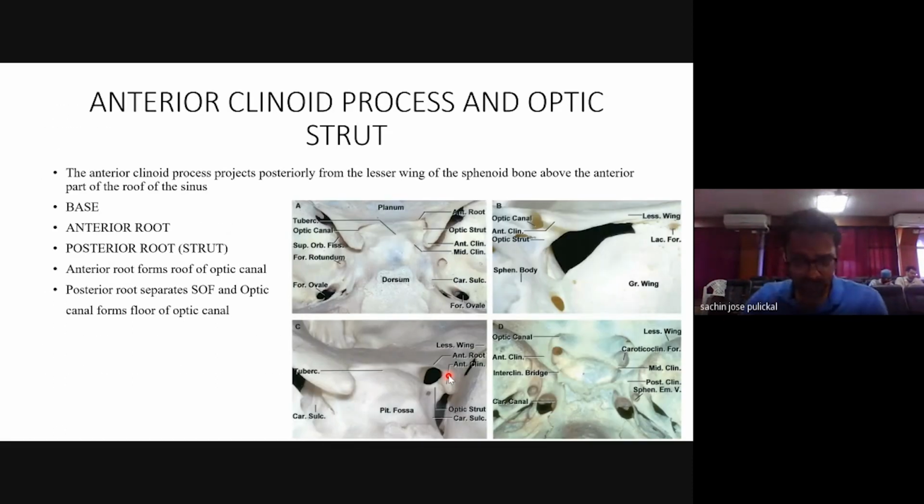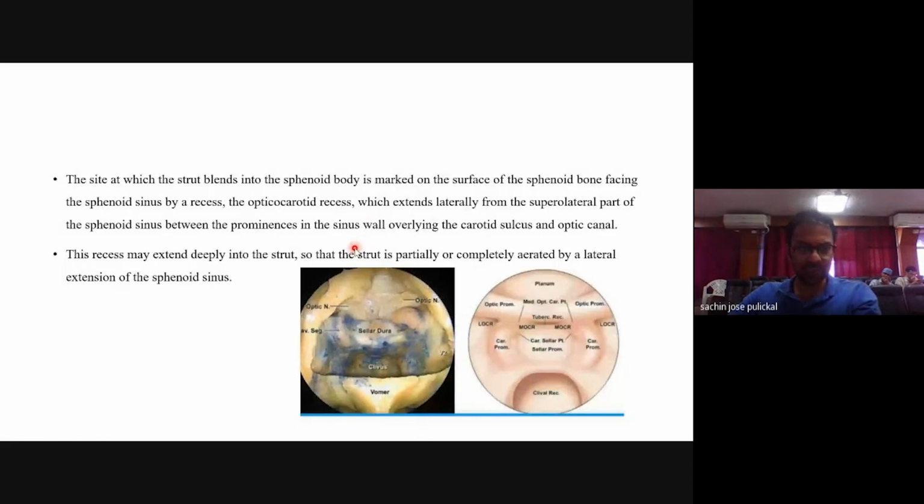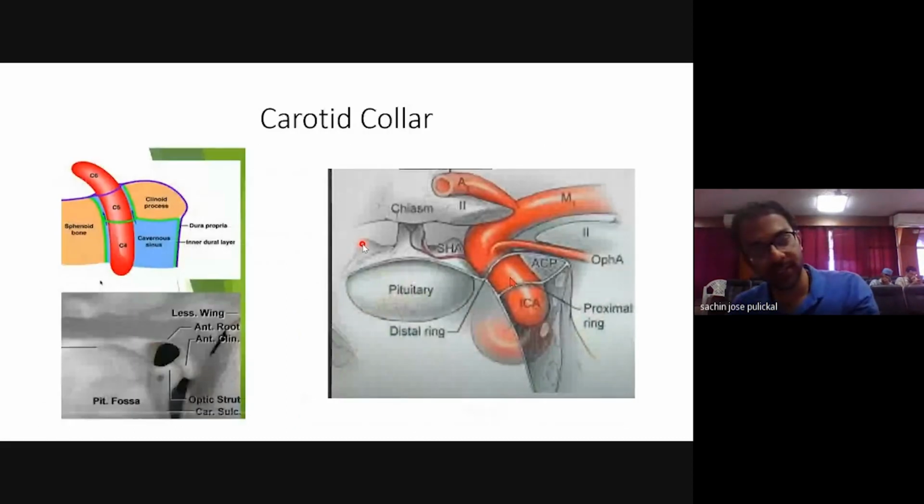Now, how the clinoid is related to the cavernous sinus: the clinoid forms the roof of the cavernous sinus. The anterior part of the roof of the cavernous sinus is formed by the clinoid process, and the third nerve enters inferior to the optic strut. So understanding the anatomy of the anterior clinoid process is very important, and it is always discussed in parallel with the cavernous sinus anatomy.